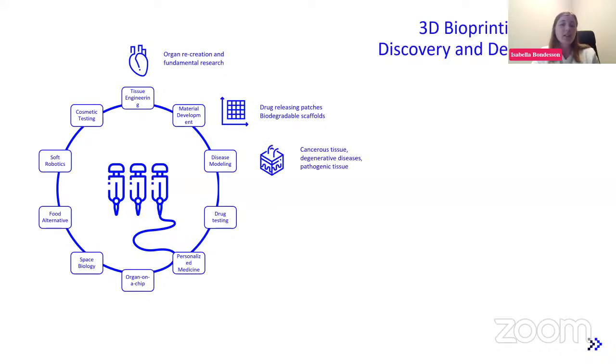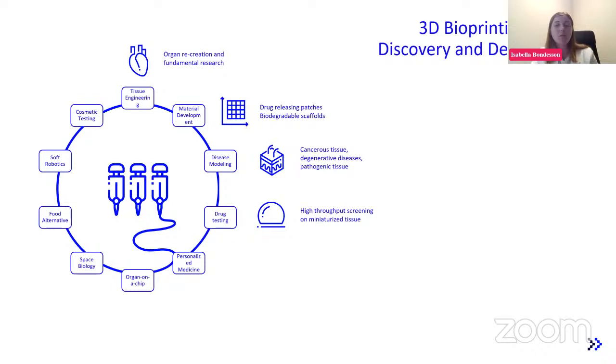And if we're looking at disease modeling, this is an area that is heavily linked to the tissue engineering field, as we already touched upon. But instead of modeling healthy tissue, we are looking to model the diseased tissue. And this is also a key point to our next area, which is drug testing, where drugs and treatments are tested on in vitro models.